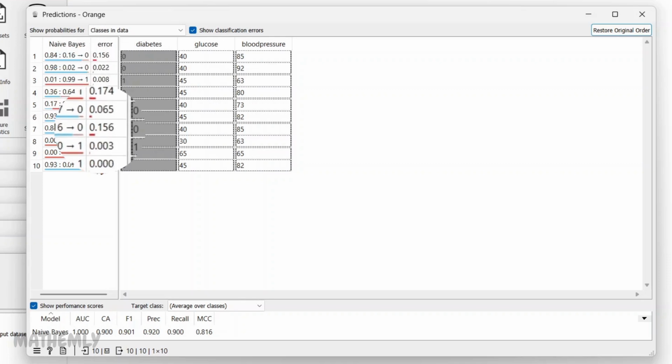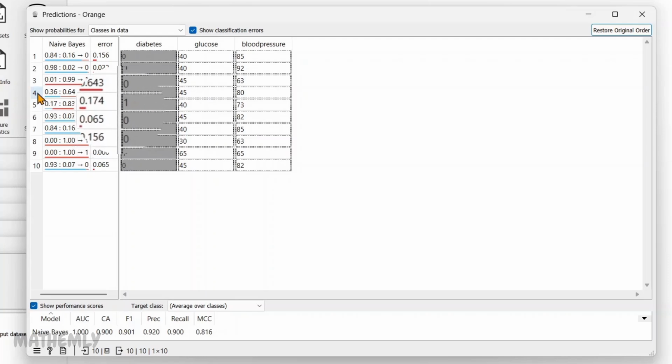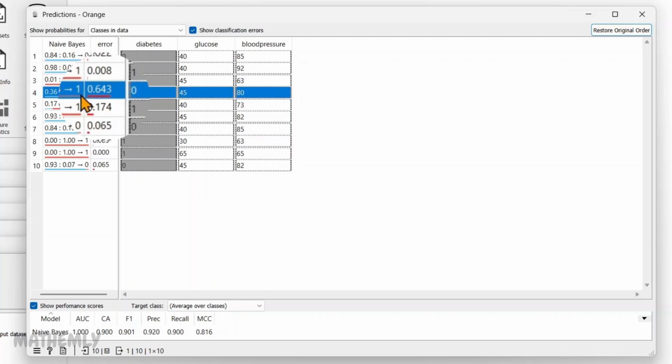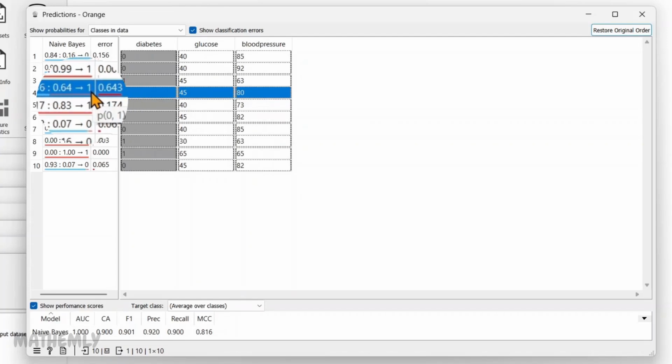Looking at the 10 test cases, the model performed well with only one misclassification. In the 4th row, the actual class was 0, non-diabetic, but the model predicted 1, diabetic. The error probability for this incorrect classification was 0.643, meaning the model was somewhat uncertain in its prediction. This analysis helps us understand if the model is making strong, confident predictions or if there are cases where it struggles. Since the model only made one mistake out of 10, it suggests good performance, but we could further refine it to reduce errors, especially in critical medical applications where misclassification can have serious consequences.